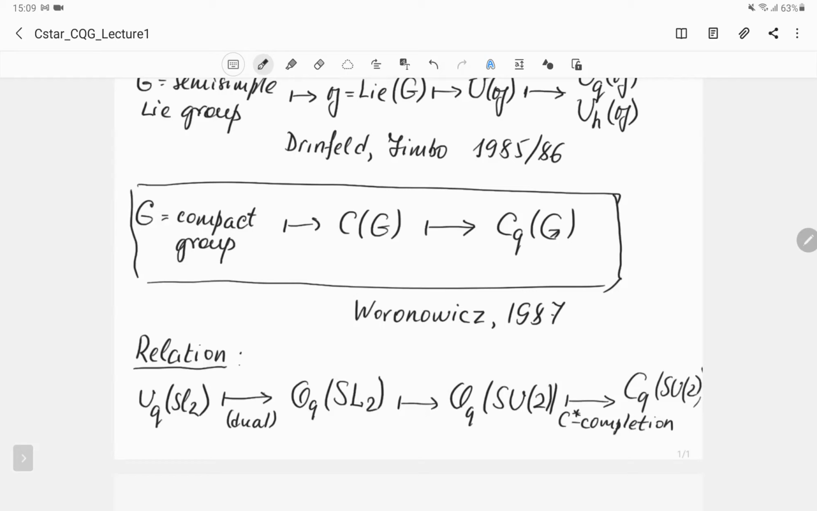In fact, there is a kind of converse procedure, which enables us to recover the quantized enveloping algebra of little sl2 out of Woronowicz's quantum group C_q(SU2). But in general, there is no one-to-one correspondence between these two classes of objects. Okay, so this was an informal introduction.